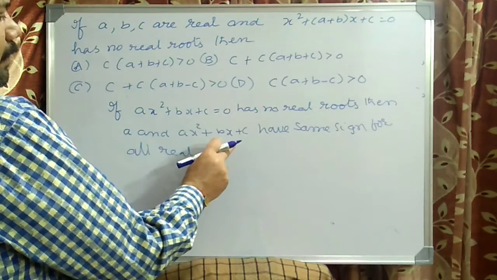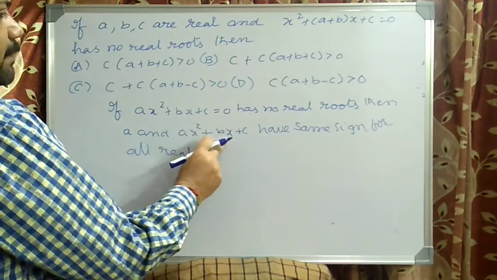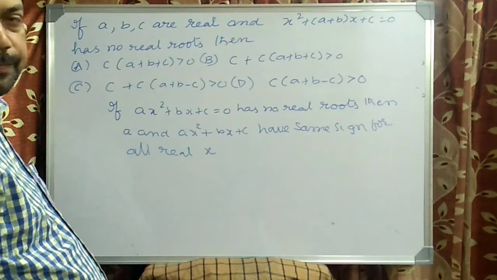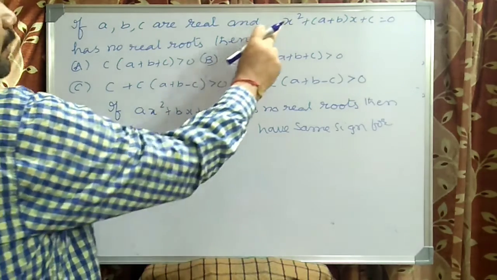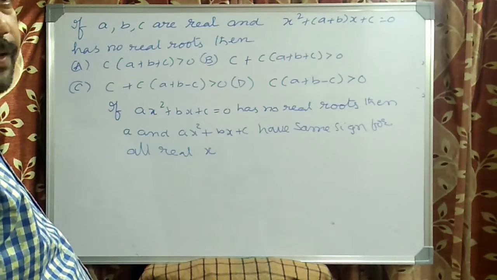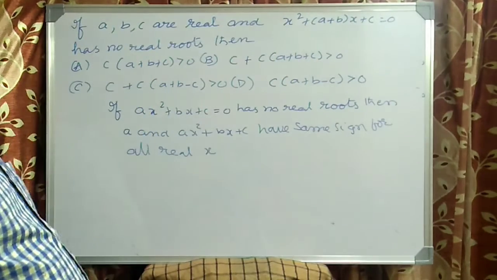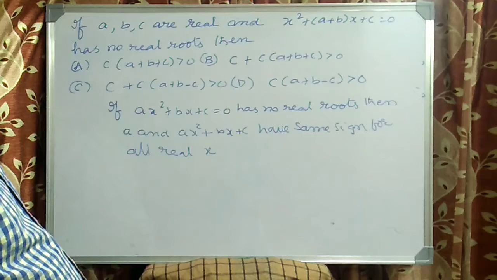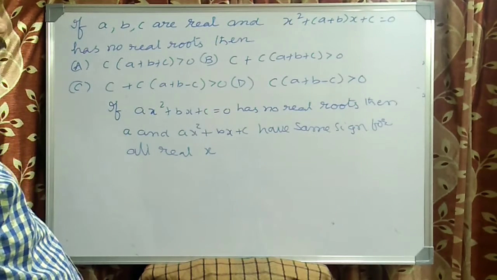Wherever we have a and ax square plus bx plus c with the same sign, here in this case it is irrelevant, because the coefficient of x square is 1 and it is positive. So this is always positive if it has no real roots. I repeat, it is always positive if it has no real roots.